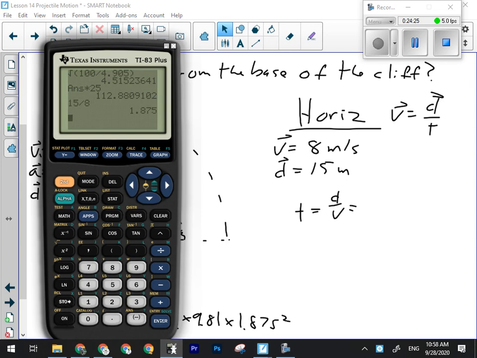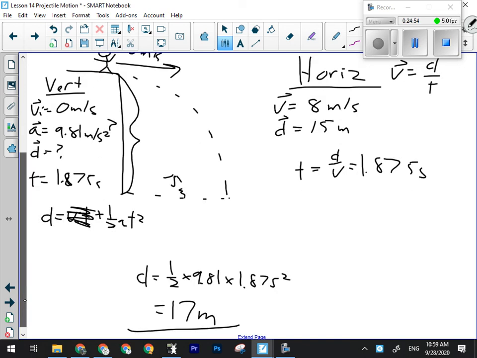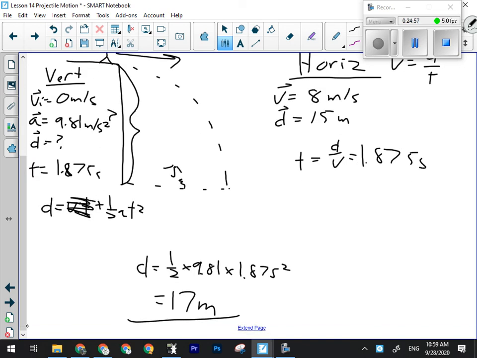All right, we're looking at 1.875 seconds. Just like the boat questions, I'm falling and moving horizontally at the same time for the same amount of time. So I can move time over here and say it's 1.875 seconds. Now that I have that, I can use this formula: d equals vi times t plus 1/2 at squared. vi is 0, so really I'm just plugging into 1/2 at squared. When I do that, I get that the height of the cliff is 17 meters.